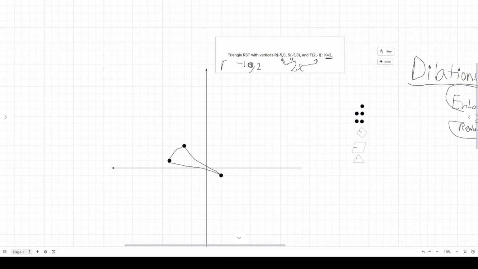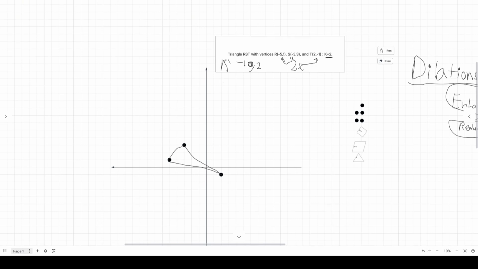Now we can call this new point R prime, which is our newer dilated point. Next is S prime, which is 2 times -3, which is -6, and 2 times 3, which is 6. So now we have our S prime, our new dilated point. Next we can do T prime, which is (4, -2).